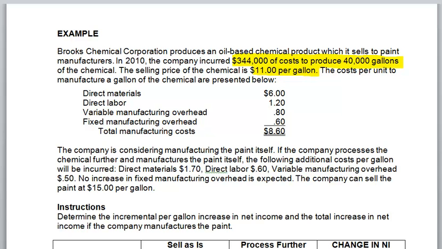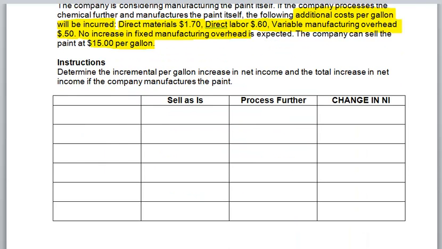Then it tells you the company is considering manufacturing the paint itself. If the company processes the chemical further and manufactures the paint itself, the following additional cost per gallon will be incurred. Direct materials of $1.70, direct labor of 60 cents, variable manufacturing overhead of 50 cents. No increase in fixed manufacturing overhead is expected. And we can then sell it for $15. So we want to use incremental analysis to decide, should we sell as is or process further?